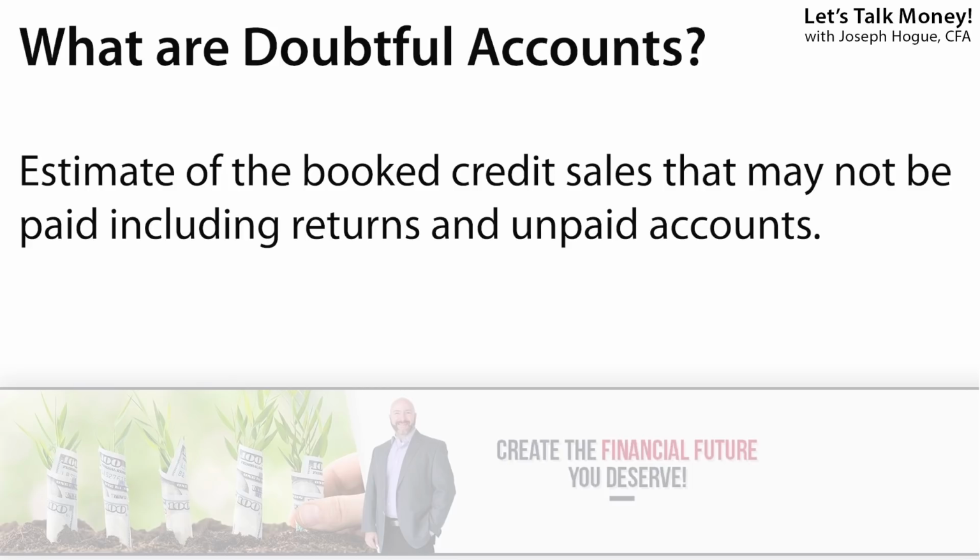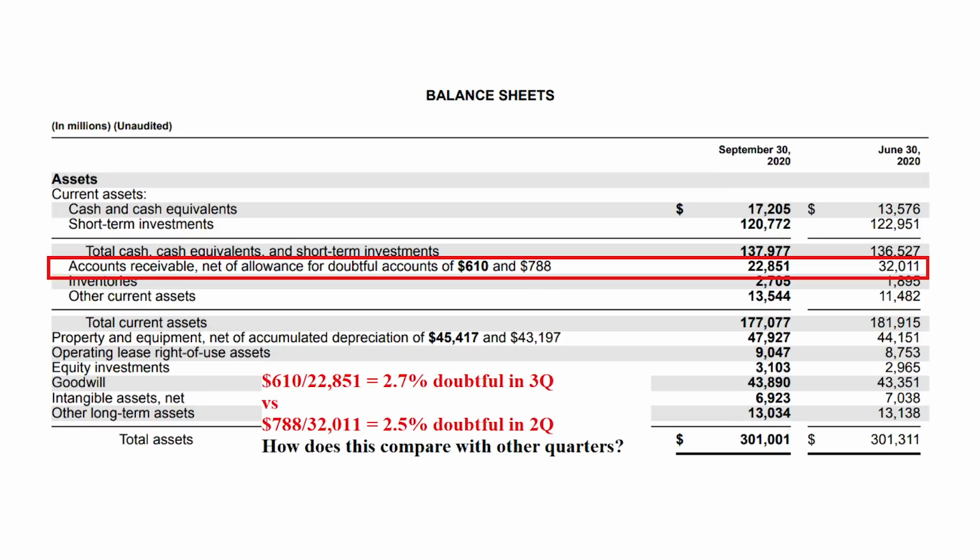That's going to be on the balance sheet. This is going to be under the accounts receivable line, which is all the sales the company has made on credit and it's still waiting to be paid on. Now here we see the Microsoft balance sheet, and you can see that they list out the accounts receivable net of doubtful accounts, but they also say that this amount is $610 million for the September quarter versus $788 million in the previous quarter. So really what Microsoft is saying here is that of those sales it made on credit, it's estimating that it won't be paid on just over $600 million of it.